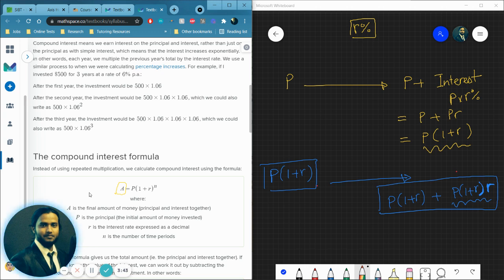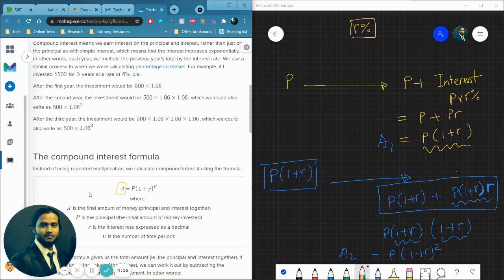So look what's happening here. If you take P(1 plus R) common, what do you have? 1 plus R and 1 plus R, which is simply P(1 plus R) squared. So this is money after the second year. This is money after the first year. Now I can go ahead and do A3, A4, but for the sake of making the video a bit shorter, I'll stop at that.